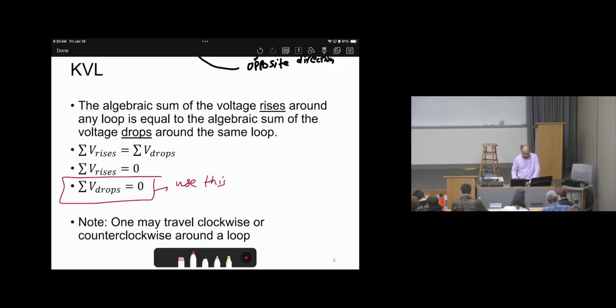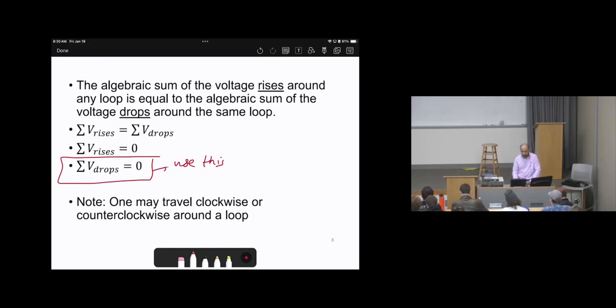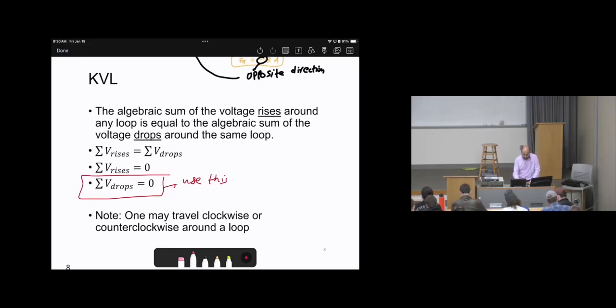Okay. And KVL will be applied only at a loop, not at a mesh, at a loop. So it can be any closed path. You need to have a closed path. No matter if it is inner or outer, you still can apply KVL. That can be fine. So we will use the sum of voltage drops will be 0.